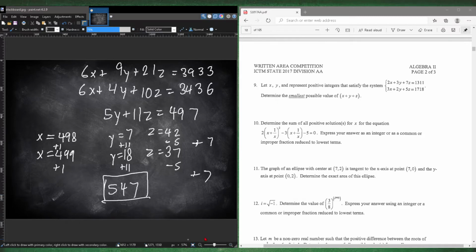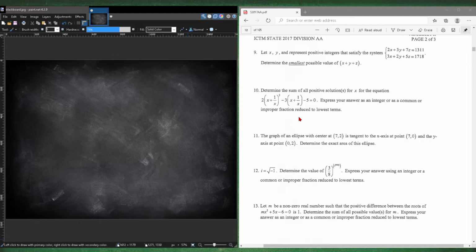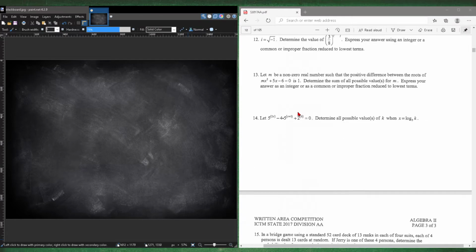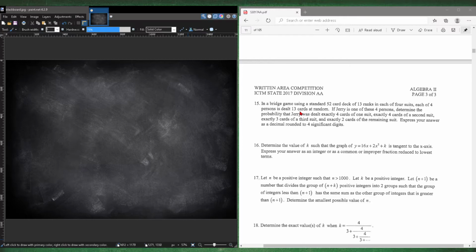Okay, now let's go to question 15. In a bridge game using a standard 52-card deck of 13 cards in each of the 4 suits, each of 4 persons is dealt 13 cards at random. If Jerry is one of these 4 people, determine the probability that Jerry was dealt exactly 4 cards of one suit, exactly 4 cards of a second suit, exactly 3 cards of a third suit, and exactly 2 cards of a remaining suit. Express your answer as a decimal rounded to 4 significant figures.